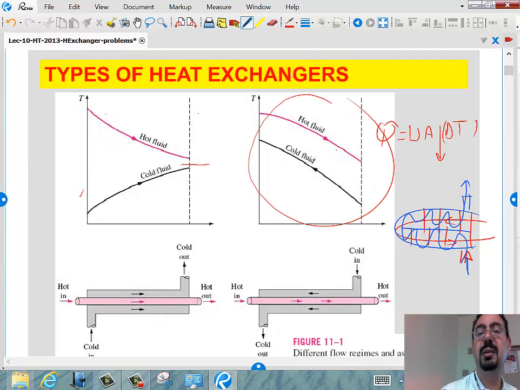So this is the best. We should aim for counterflow as much as we can. Why as much as we can? Why can we not always just go pure counterflow? Because it takes a very long time to do this. It's a very long pass. As a result, usually they make it in a shell.